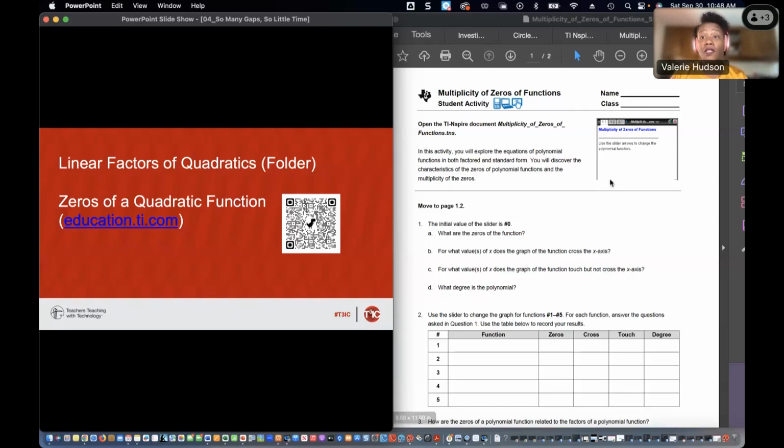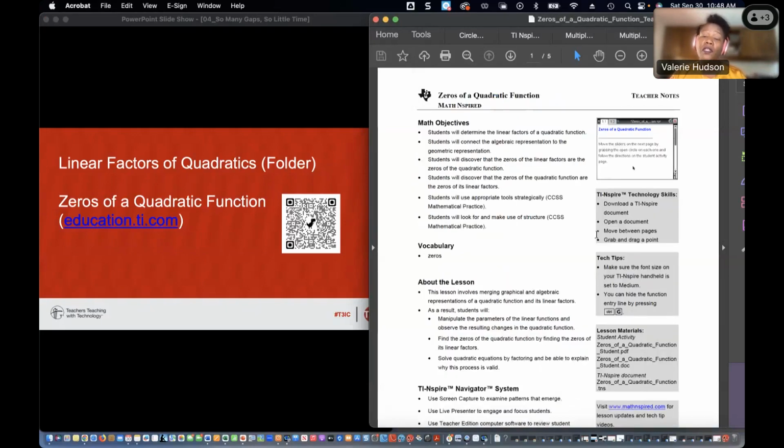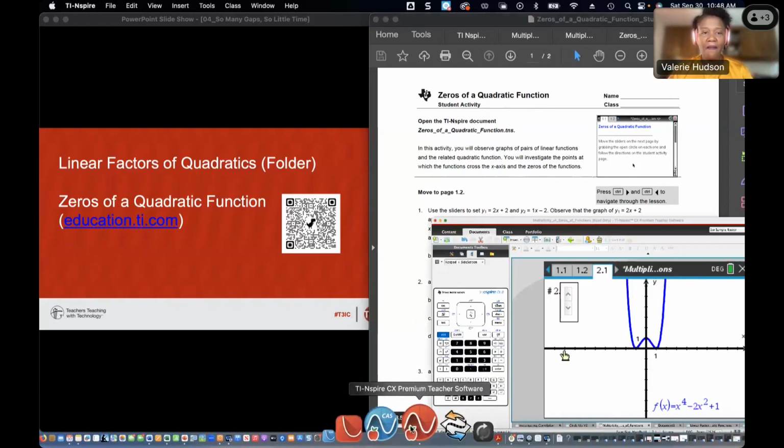There's also an activity called Zeros of Quadratic Functions, and that one is from the TI website. Also a very, very nice activity. But I think there's some value, instead of having an activity that's already made, in having the students do it. So what I'm going to show you with the linear factors of quadratics is very similar to what's here. So let me pull up my software again.